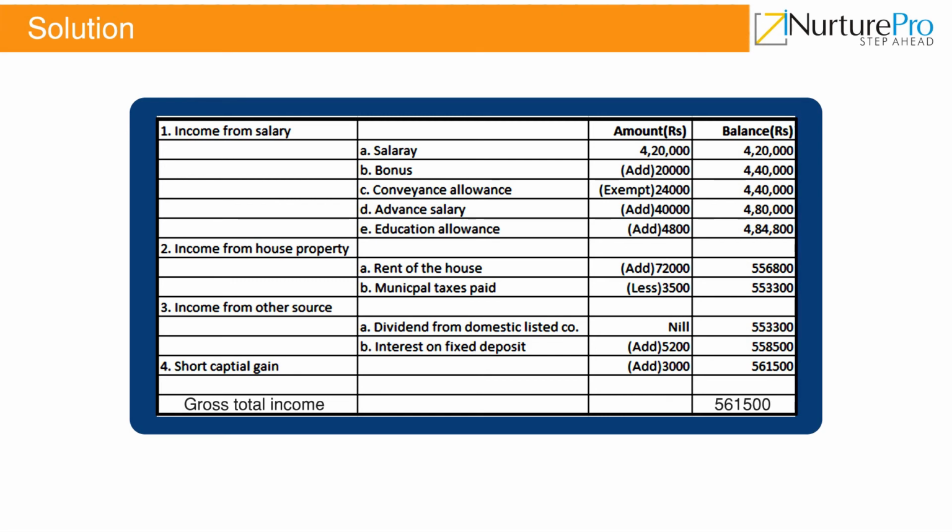5,61,500. For the sake of calculation, gross annual value and maintenance charges for the house at 30% has been ignored. Education allowance at rupees 100 per month is exempt. As the equity shares were sold within 1 year, it is added to the short-term gain. It is assumed that security transaction tax or STT has been paid by Mr. Sharma. The summary of the tutorial on gross total income has been put on the screen.